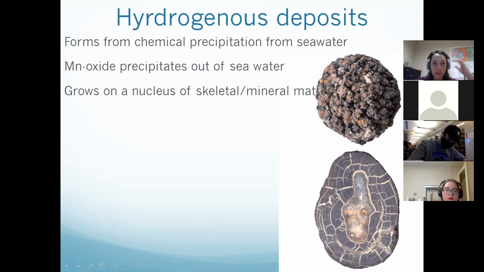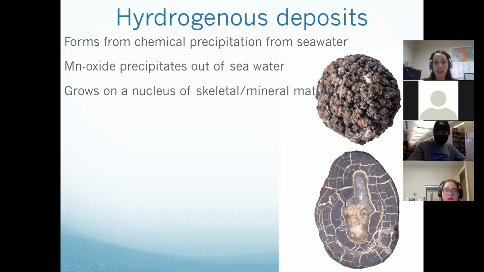So manganese oxide precipitates, or these hydrogenous deposits in seawater, start at a nucleus of some skeletal or mineral matter, and then they grow around it, right? So these little dots here are all some sort of little mineral material or skeletal material, and then it grows around it. It's sort of like a pearl, right? Do you guys know how pearls are formed? Basically, sand gets into an oyster and it irritates it. And so in order to protect itself, the oyster secretes this deposit and it grows around the thing that's bothering it, that little sand material. And then we get this beautiful pearl, right?